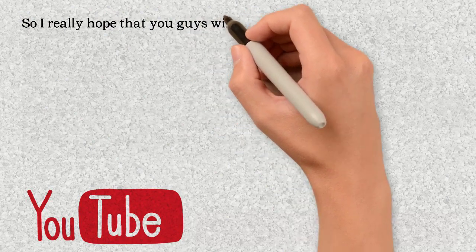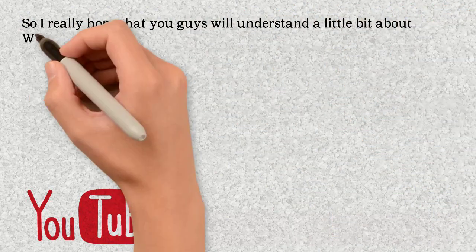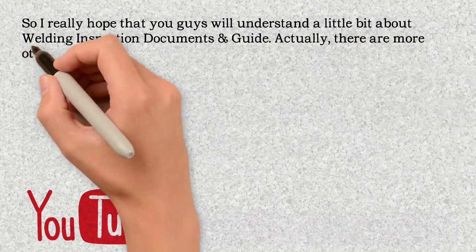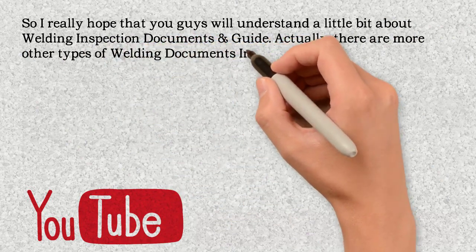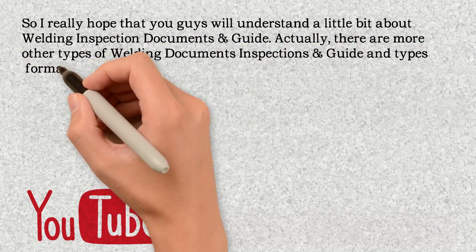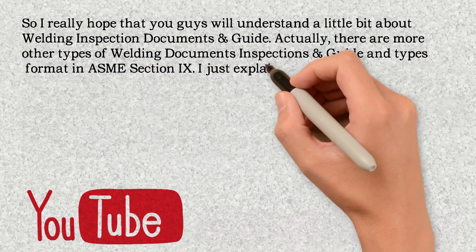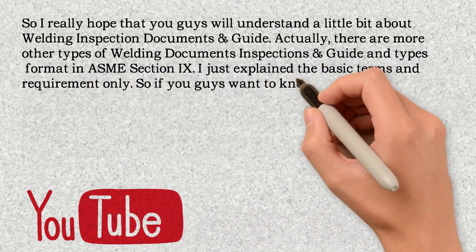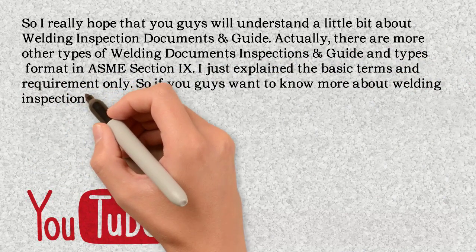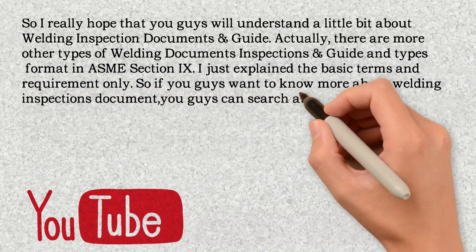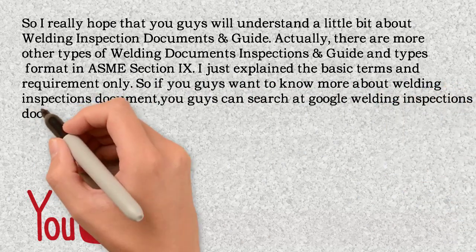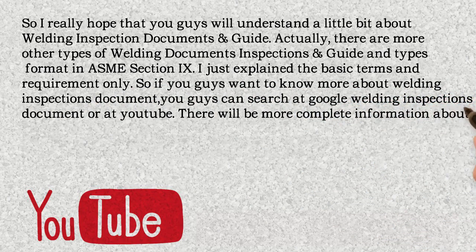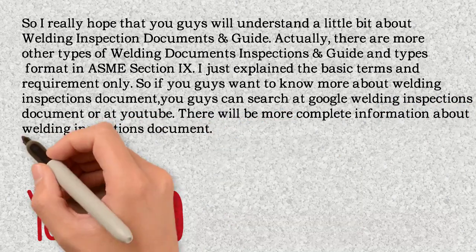So I really hope that you guys will understand a little bit about welding inspection documents and guide. Actually, there are many other types of welding documentation, inspections and guides, and types of format in ASME Section 9. I just explained the basic terms and requirements only. So if you want to know more about welding inspection documents, you can search on Google or YouTube. There will be more complete information about welding inspection documents.